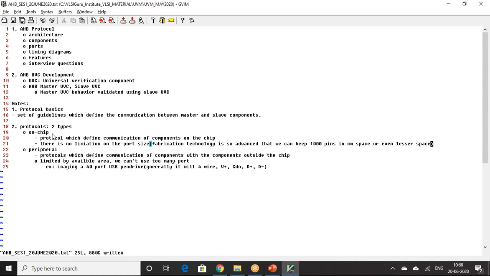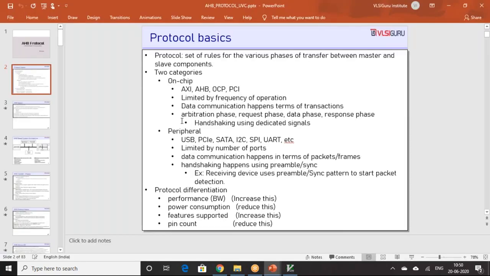Now let us talk more about on-chip and peripheral protocols. Some of the examples of on-chip protocols are AXI, AHB, OCP, PCI. It's not PCI Express. AXI stands for Advanced Extensible Interface. AHB stands for Advanced High Performance Bus. OCP stands for Open Core Protocol. PCI is Peripheral Component Interconnect. These are all on-chip communication protocols.